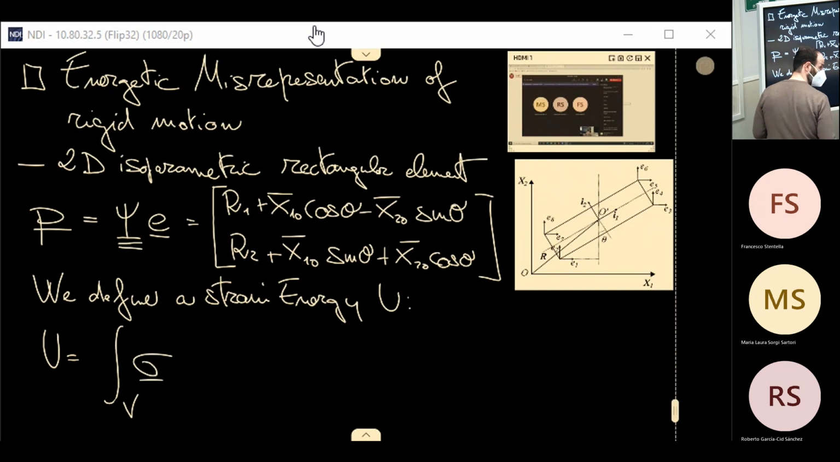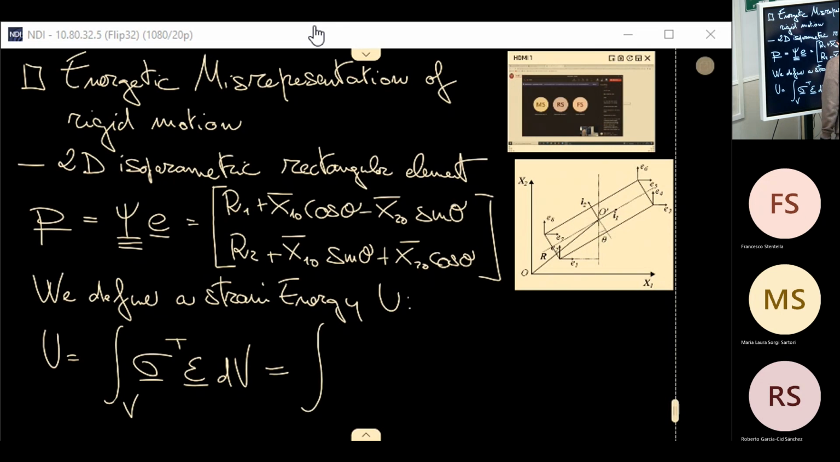Of the stress vector transposed applied over the strain vector integrated over the volume. In this case we are using what is called Voigt notation. You know it when you represent stress and strain as a column of 6 components. That's called Voigt notation, because otherwise here we should have a tensor notation. But let's keep it simple.